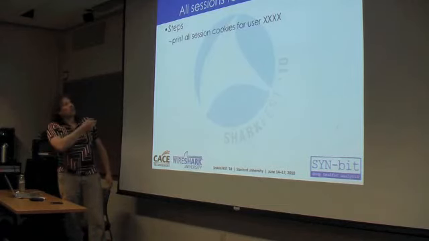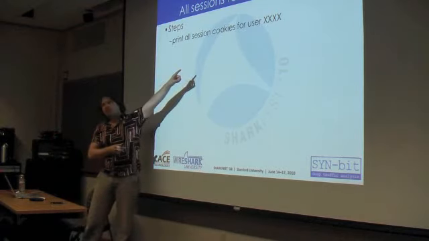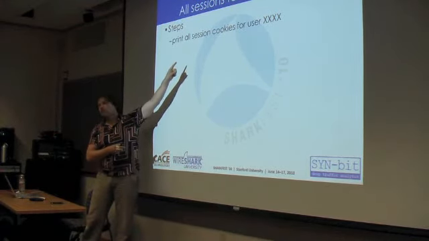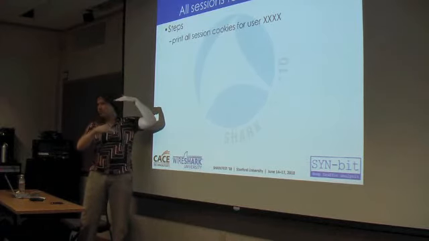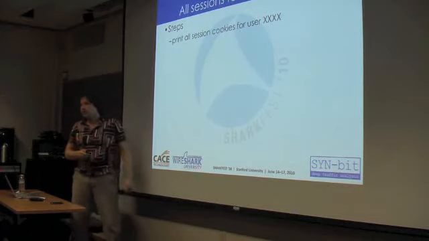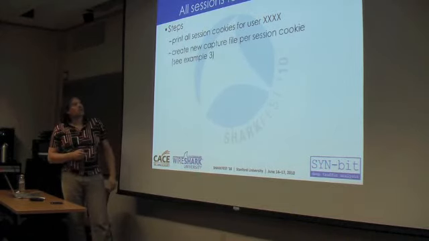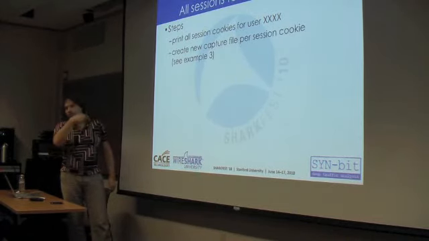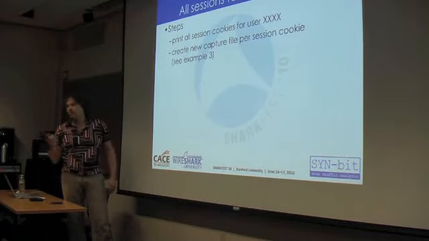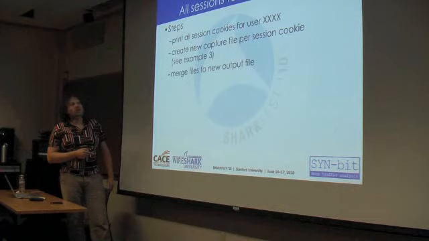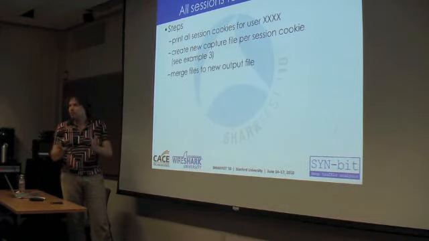Exactly. So first we look for a user ID and then print the session cookie for that user ID. So if there's multiple, we'll have a list of all the session cookies that was used for this user ID. And then per cookie, we're going to do the same thing as in the last example. And then we're going to merge all those output files into one file again, and then we have all the sessions in one file.